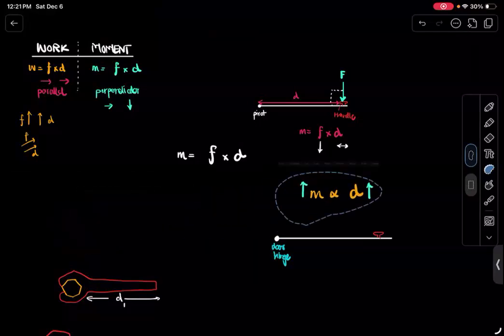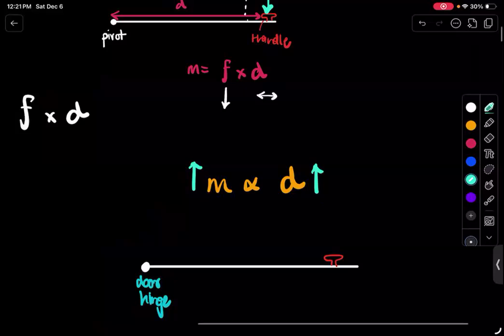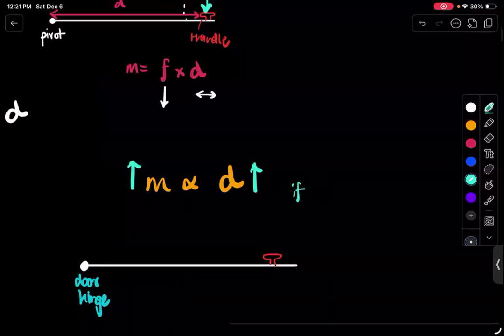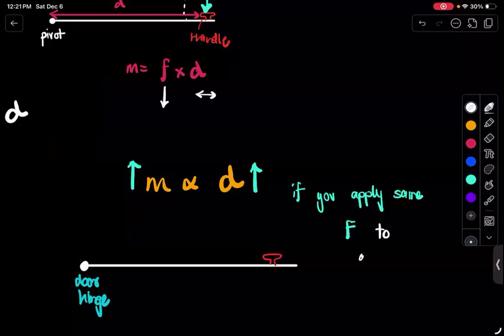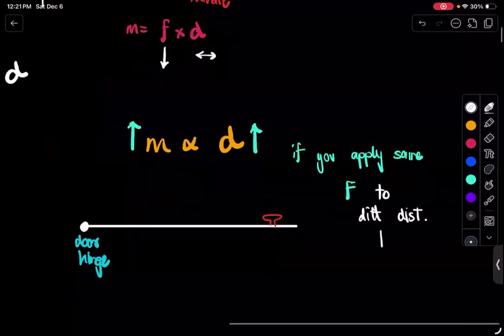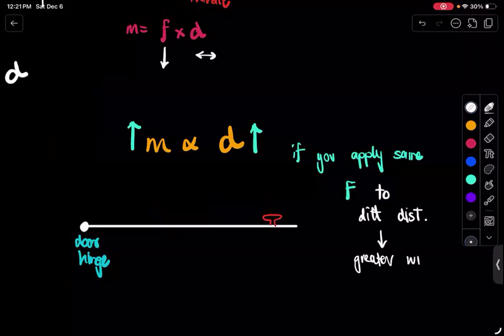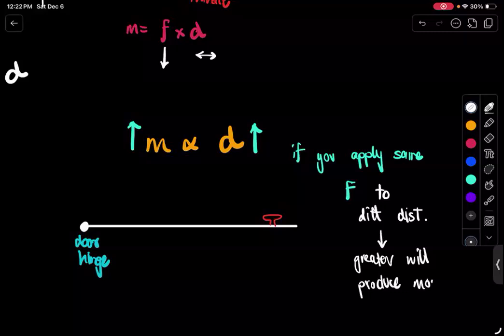That means, for example, if you apply the same force to different distances, greater distance will produce more torque. By the way, greater torque means greater acceleration.